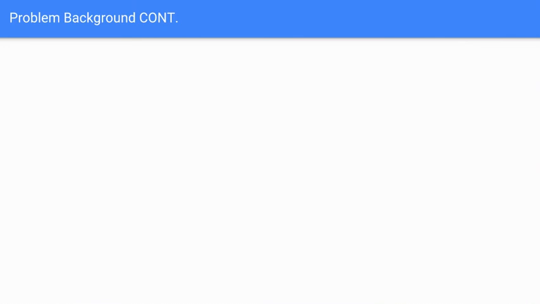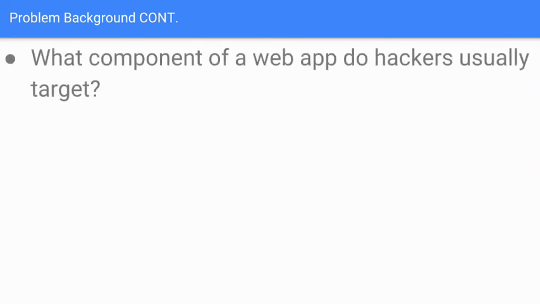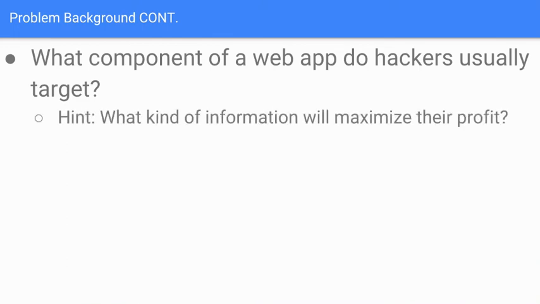Let's start thinking about our problem background a little bit more. You can always pause the slides at any point to reflect. I do a lot of reflection in all of my presentations going forward because I think that's very important to reinforce learning. So, what component of a web app do hackers usually target? You can think of it another way: what kind of information will maximize their profit?